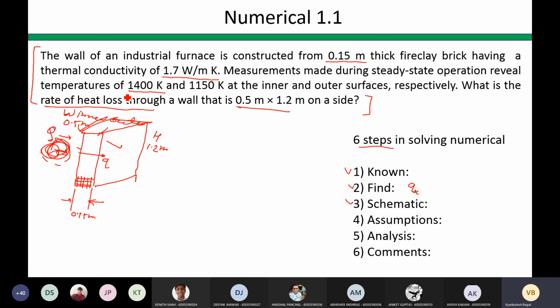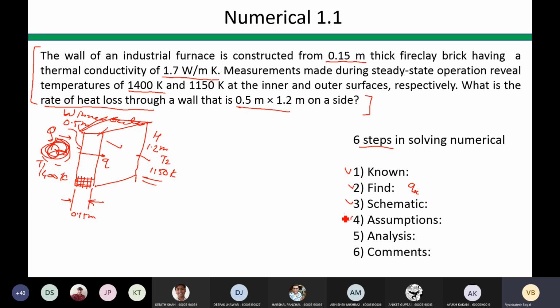And then they have mentioned the temperature of the inner face of the wall. So this is the inner face of the wall. Here you can write the temperature is 1400 K, call it T1, and the other side of the wall, temperature T2, is 1150 K. So you can note down all these minute details in the diagrams. So that is the schematic representation of the problem.